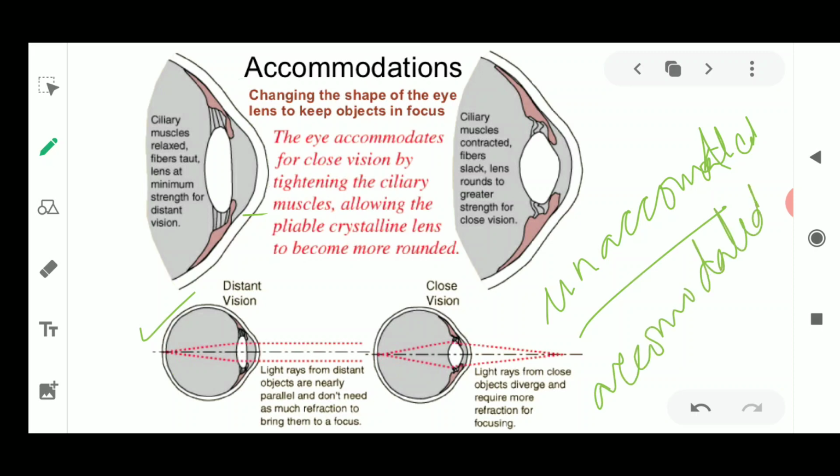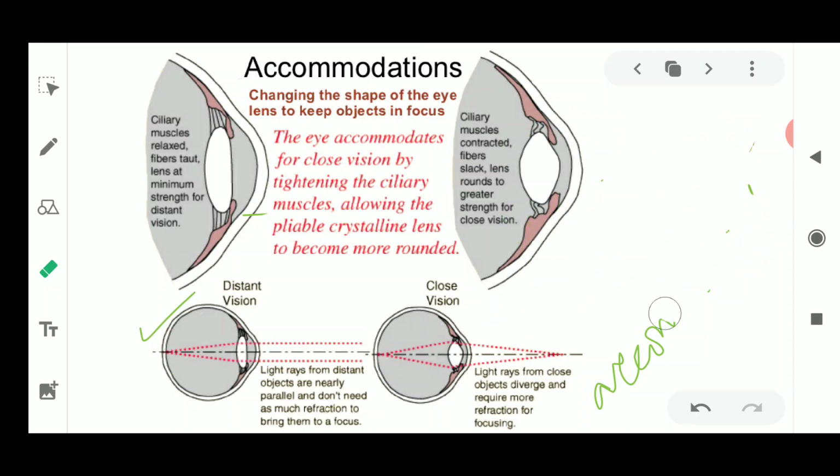the image is formed from a nearby object, as it is here in close vision. So what happens in close vision? As you can see, the eye lens is at its thickest, which means it is stretched, and the ciliary muscles are tensed. The eye lens is going to be thickened, and this is going to be accommodated. The eye is said to be accommodated now. Okay, so this adjusts for nearby vision.